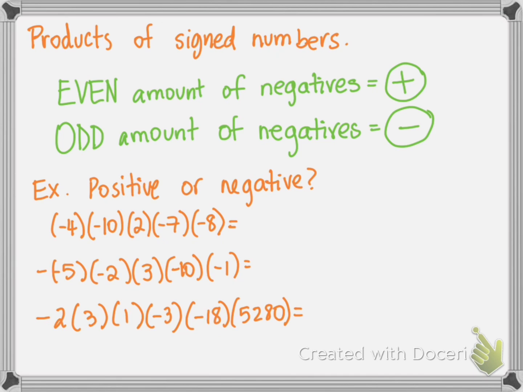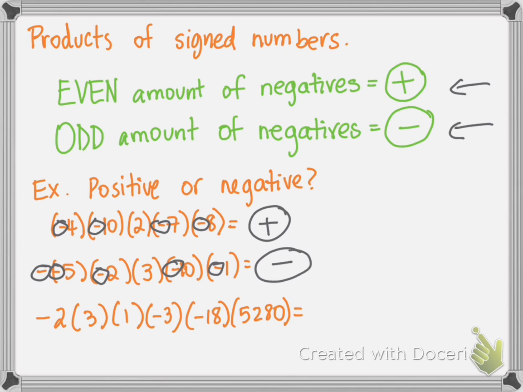So let's look at these examples and decide if the answer is going to be positive or negative. We don't need to multiply. We just need to decide if it's positive or negative. So we count. We have 1, 2, 3, 4 negatives. Since that is an even amount of negatives, the answer will be positive. Let's do the next one. We have 1, 2, 3, 4, 5. That one is an odd amount of negatives. 5 is odd. So the answer will be negative.